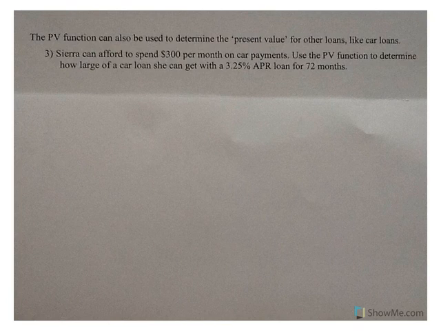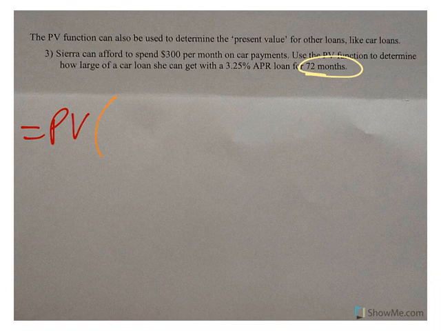And then number 3, you can use that PV function for other things besides houses, like in this case, a car loan. So Sierra can afford to spend $300 a month on car payments. Let's use the PV function to determine how large of a car loan she can get with a 3.25% APR for 72 months. Notice how right here they give you 72 months. So you don't need 12 months in a year times however many years, because they give you the number of months already. So, PV function.